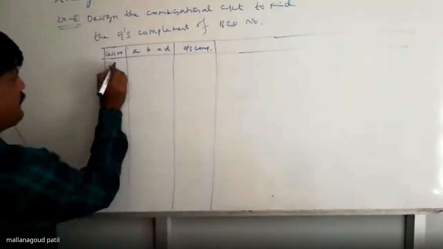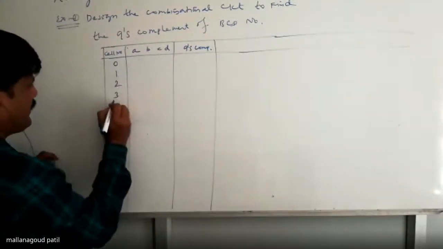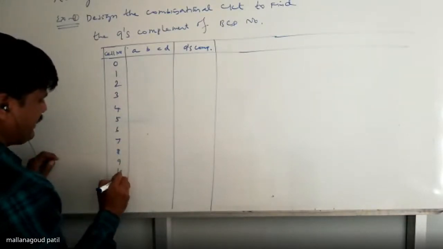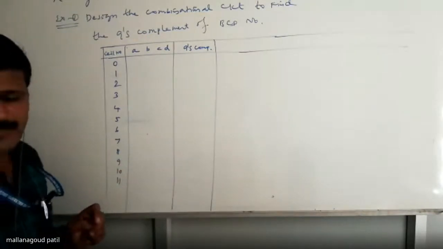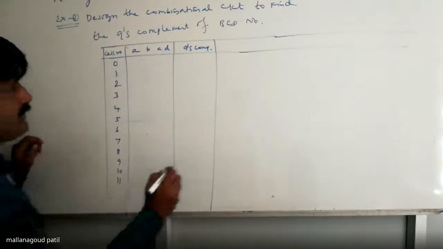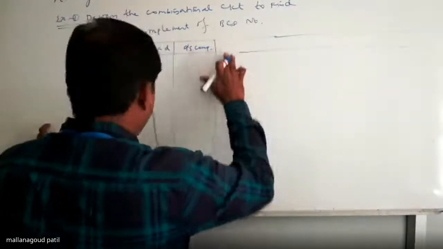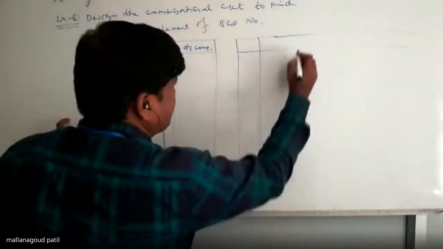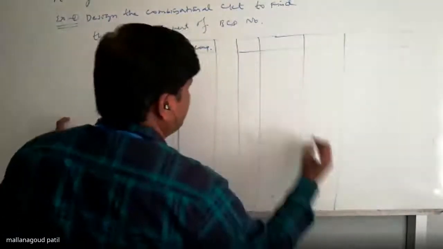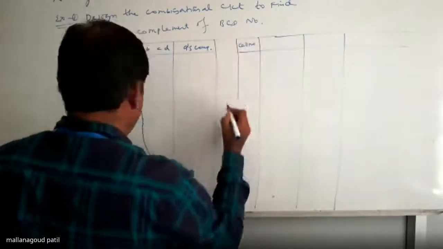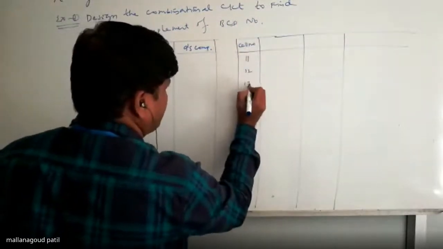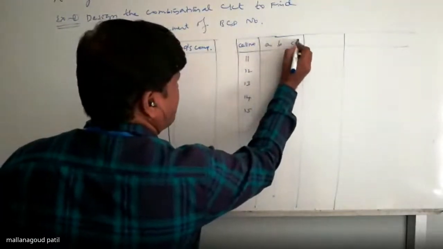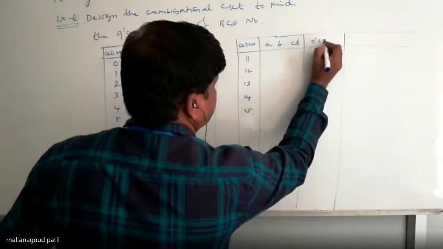Cell number is 0, 1, 2, 3, 4, 5, 6, 7, 8, 9, 10, 11. You go continuously. I have to have one more block, which you cannot see at the bottom. Once again, this is the cell number, 11, 12, 13, 14, 15. And once again, this is input A, B, C, D, and you have a 9th complement.